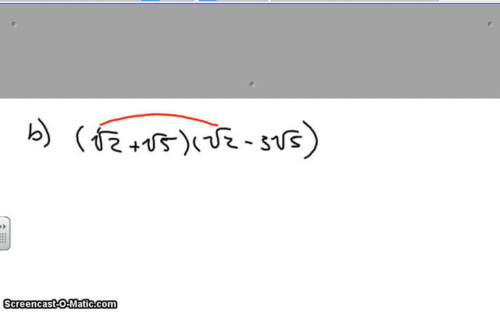Okay, so if it's confusing to you, you could do a lot of expanding. You can write it like this, square root of 2 times the square root of 2.